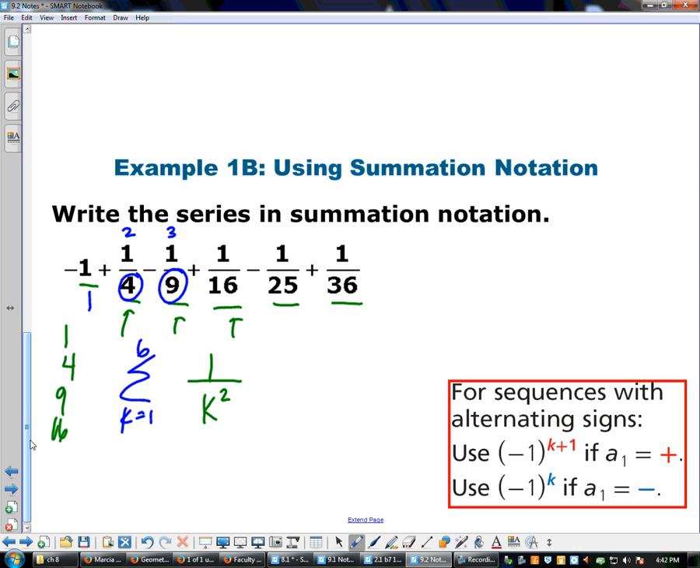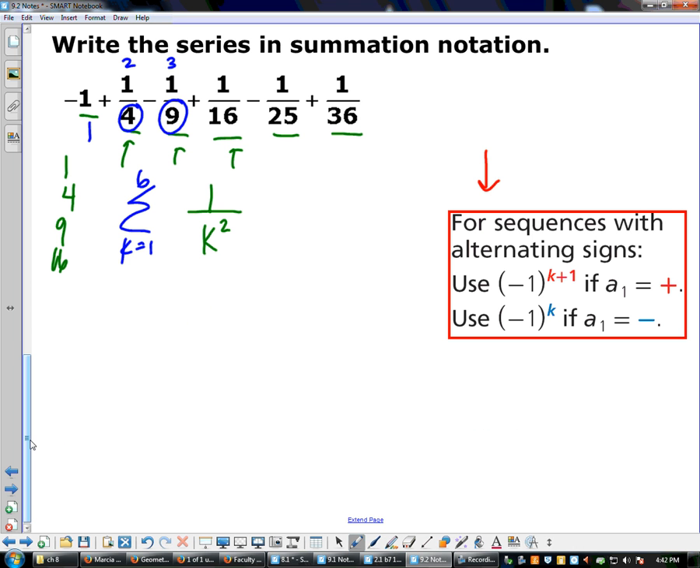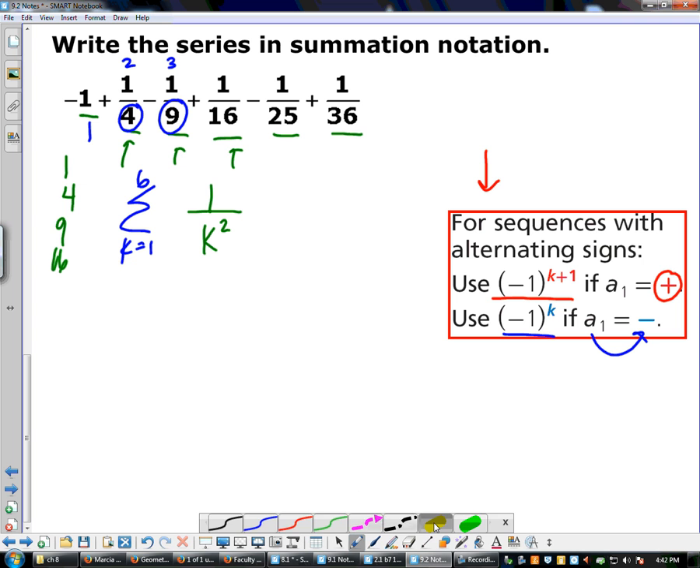We also need to deal with the fact that it goes from negative to positive. So over here in this box, it gives us a little hint on what we're going to do. It says we're going to add in negative 1 raised to the k plus 1 power, if your first term starts off as a positive. We will also add into our summation negative 1 to the power of k if your first term is a negative. Again, that comes from having even powers of negative 1 become positive, and odd powers of negative 1 stay negative. So in my problem here, my first term started off as a negative.